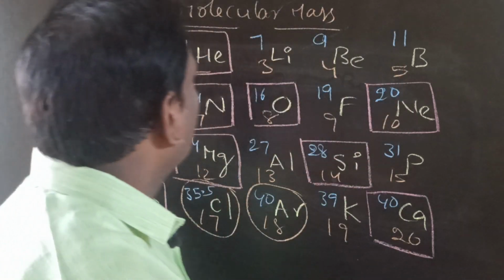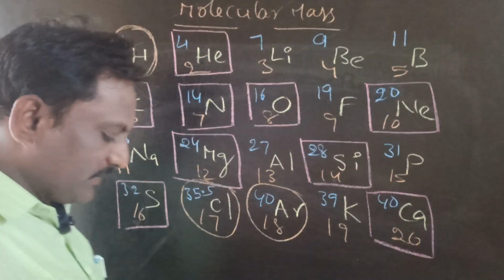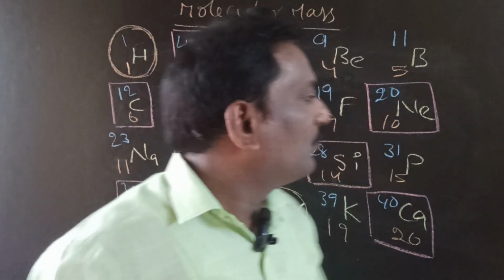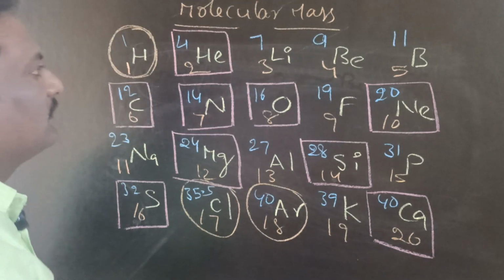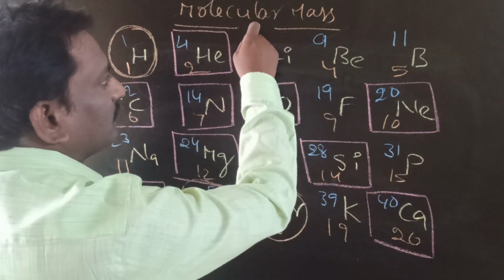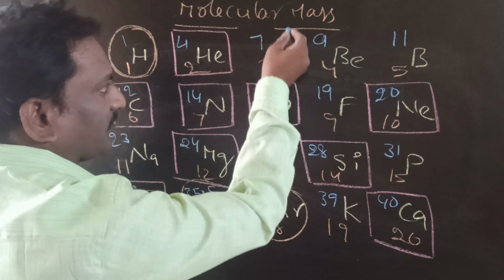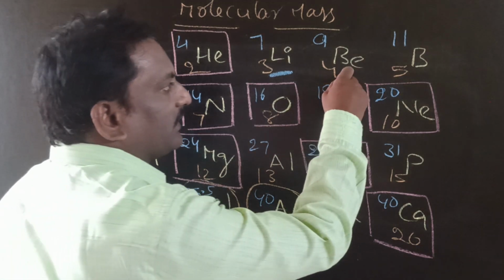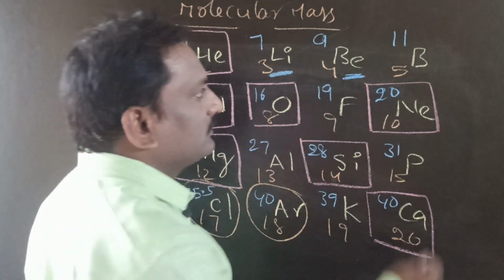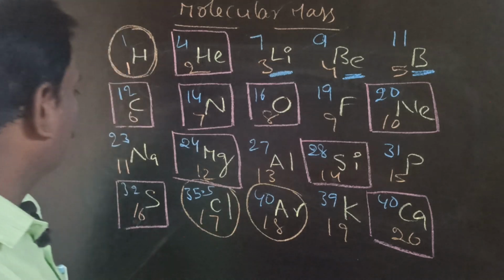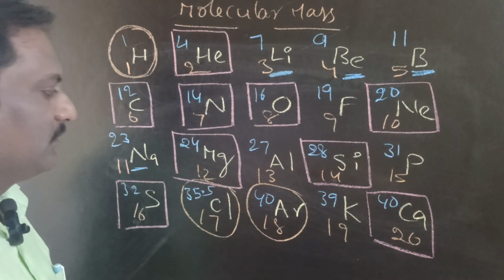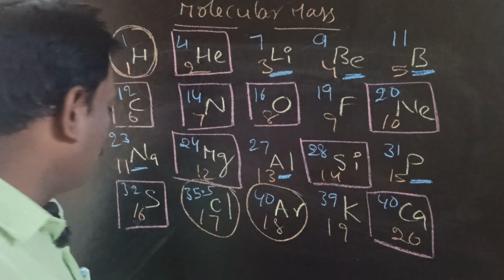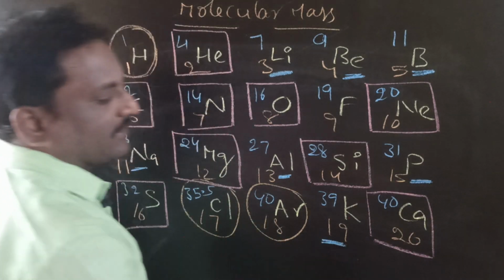Next, in the case of some elements, you get the atomic mass by doubling the atomic number and adding 1. Example: lithium 3, 7. Lithium, I am underlining that. Beryllium 4, 9. Boron 5, 11. Sodium 11, 23. Aluminum 13, 27. Phosphorus 15, 31. Potassium 19, 39.